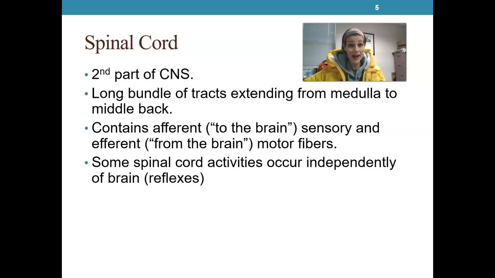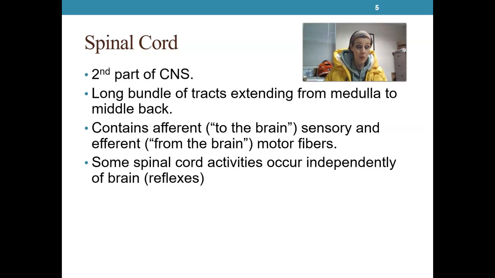We also have efferent fibers in the spinal cord. Efferent means they exit the brain or they come from the brain. These are going to be our motor fibers. So the motor cortex makes contact with these efferent fibers, and that allows us to move our body in various different ways. Now, I will mention that some spinal cord activities do occur independently of the brain.